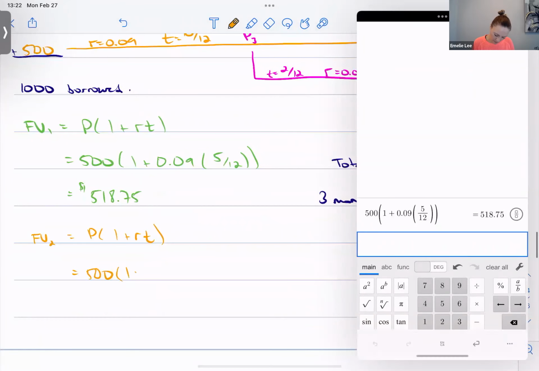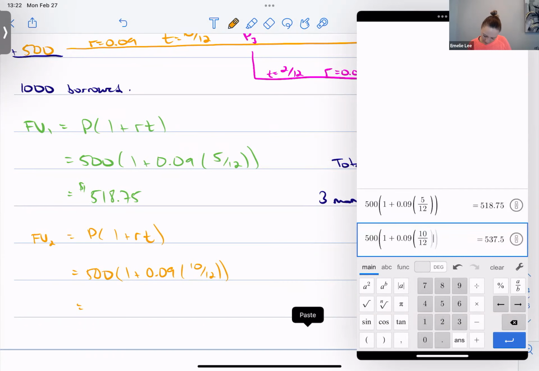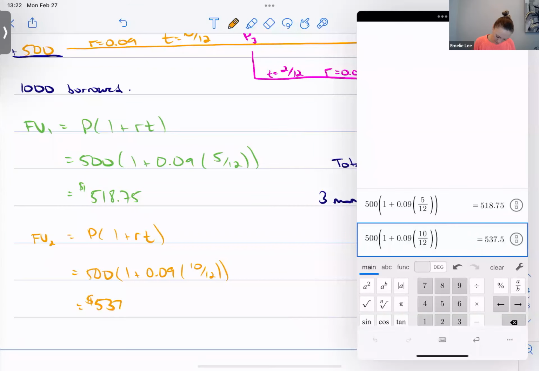Future value 2, 1 plus 0.09 times, now it's 10/12. And we just did it, but I can't remember what it was, so I'm going to do it again. 500 times 1 plus 0.09 times 10 divided by 12. Looks familiar. 537.50.